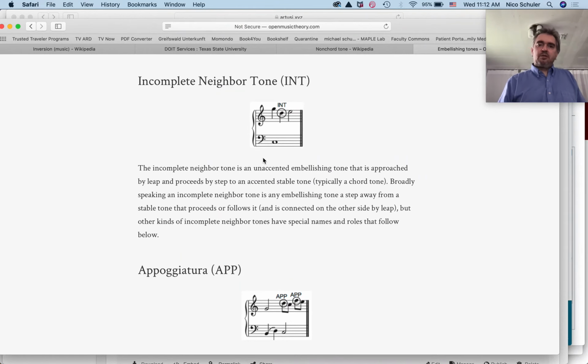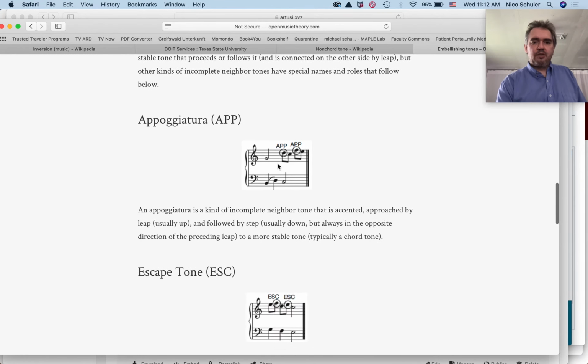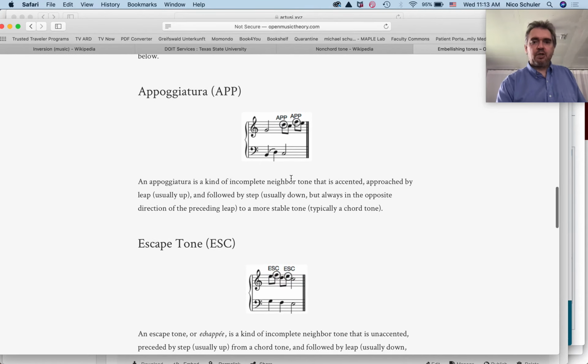Sometimes we can consider an incomplete neighbor tone, or it can also be called an appoggiatura, depending on how you interpret it. So it can be interpreted as an incomplete neighbor tone. Here are examples of appoggiatura.